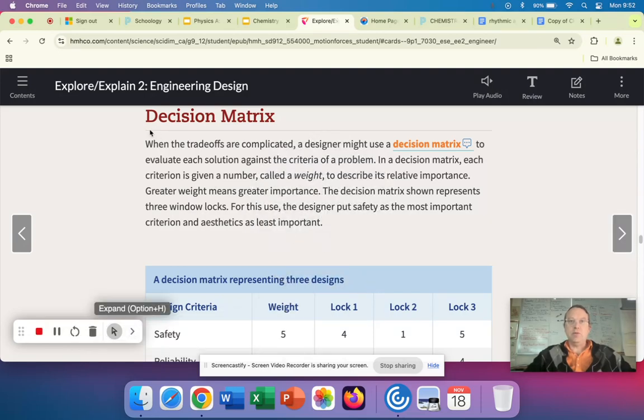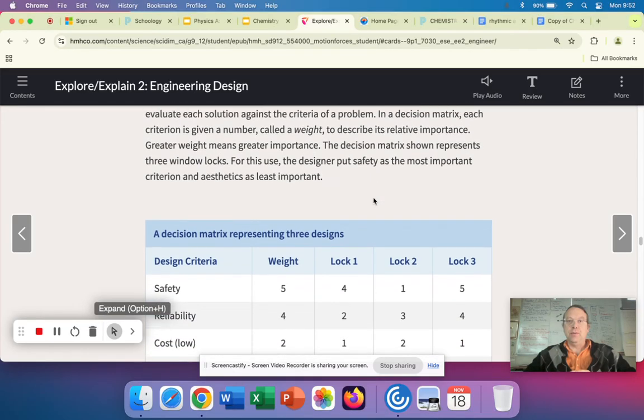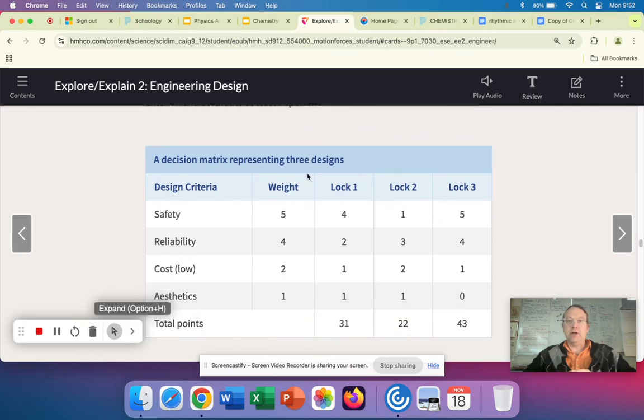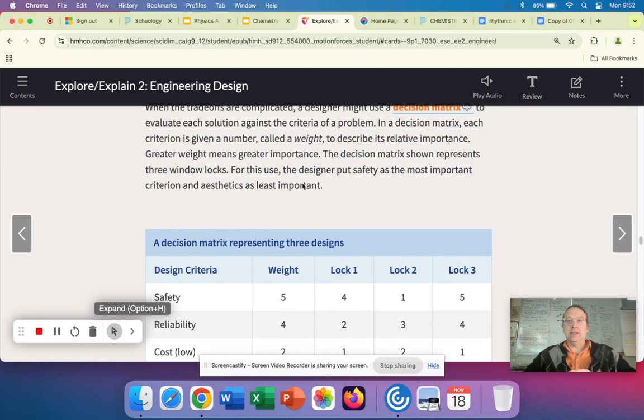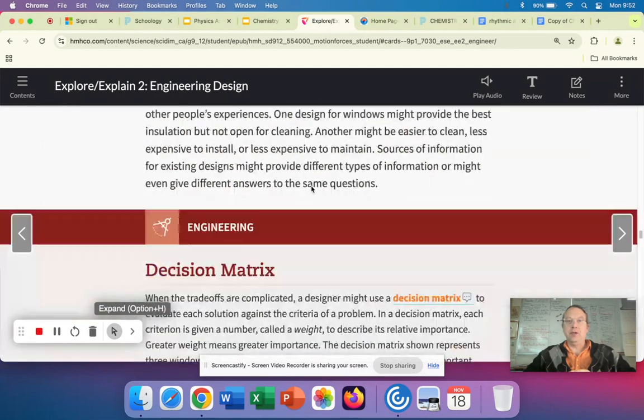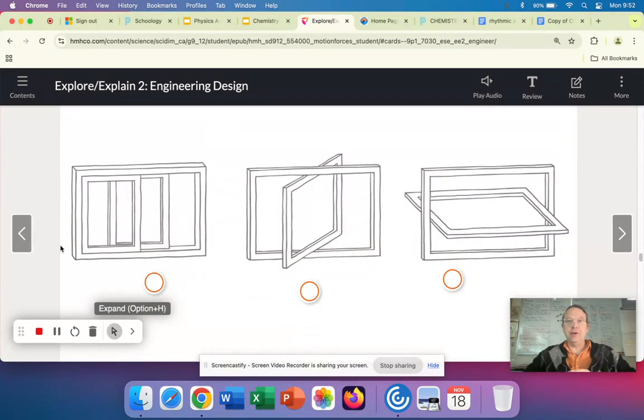This video covers how to use a decision matrix to analyze different design solutions. A decision matrix is an evaluation tool that gives the design criteria a specific weight according to its importance. So if you are designing windows for a company, here are 3 different window designs.